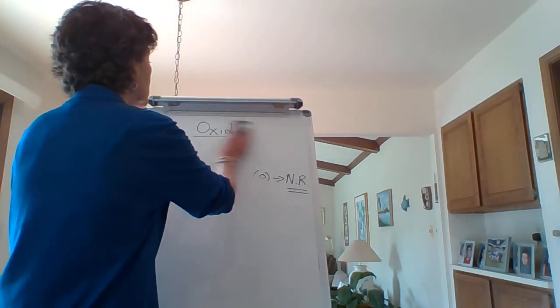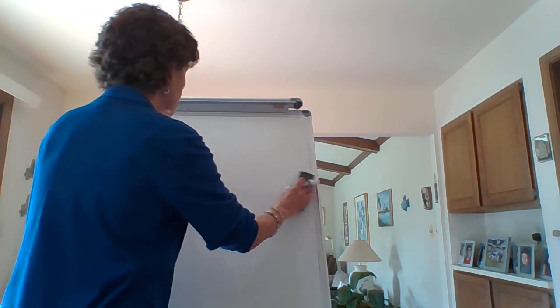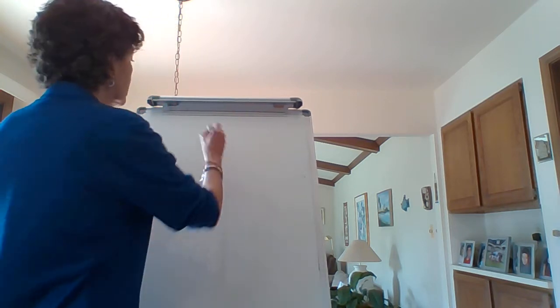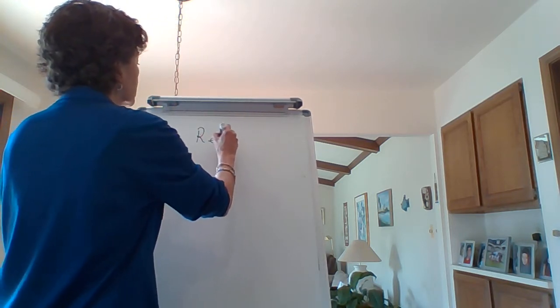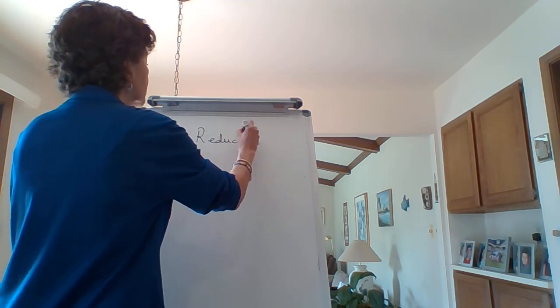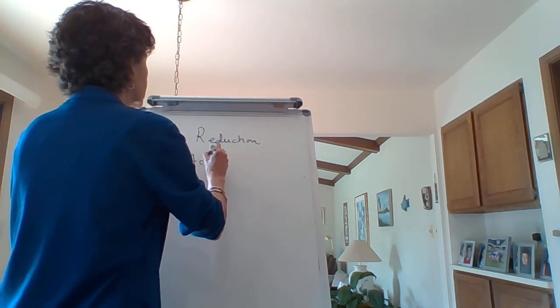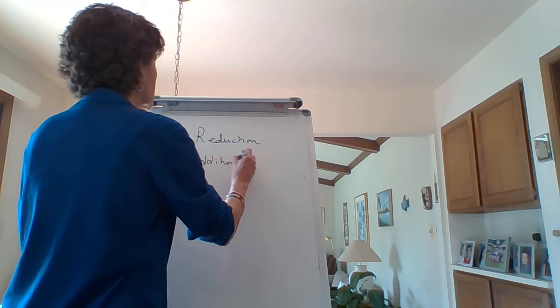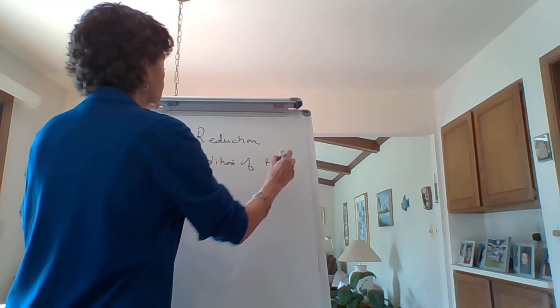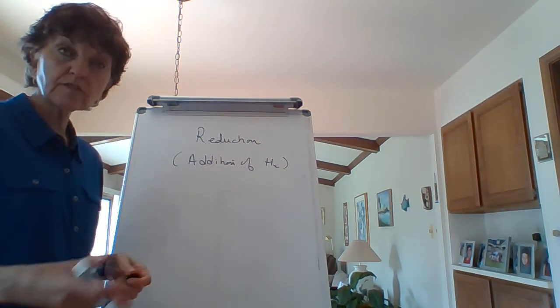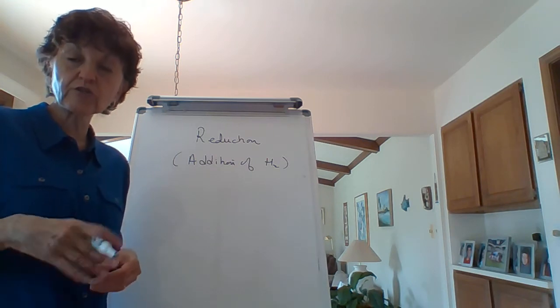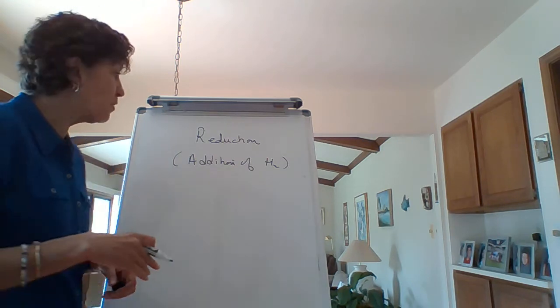One thing both aldehydes and ketones will do is they will get reduced. You can do reduction. What is reduction? This is basically addition of hydrogen. So sort of like a hydrogenation. You're adding hydrogens back to these molecules.